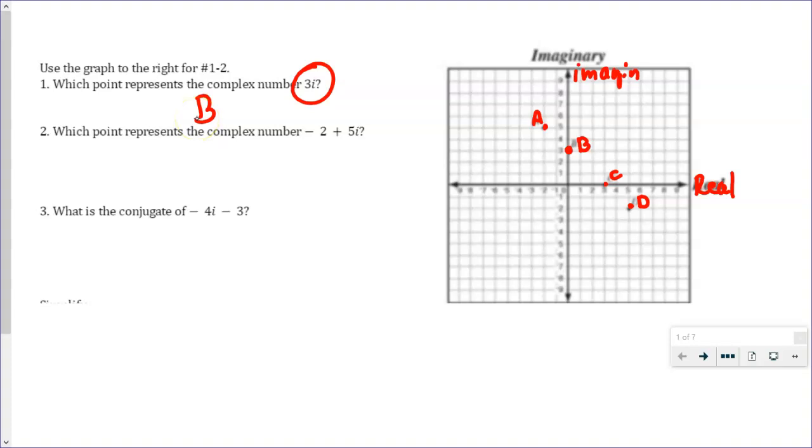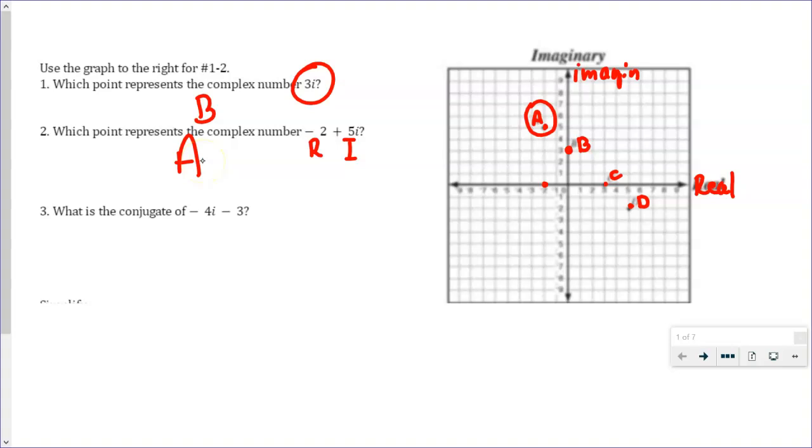Okay. Now which point represents the complex number negative 2 plus 5i. So again, this is real. This is imaginary. So negative 2 is going to be on the x-axis right here. And 5i is going to be on the y-axis. So I'm going to go up 5. So it's going to be point A.